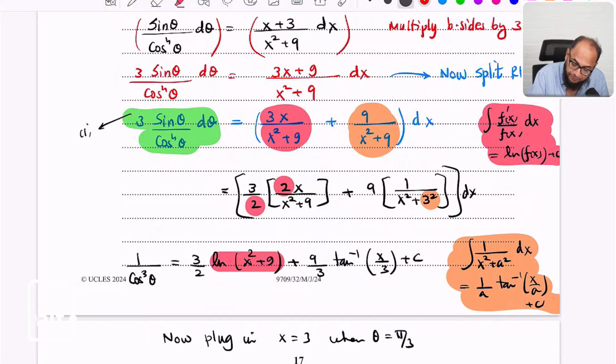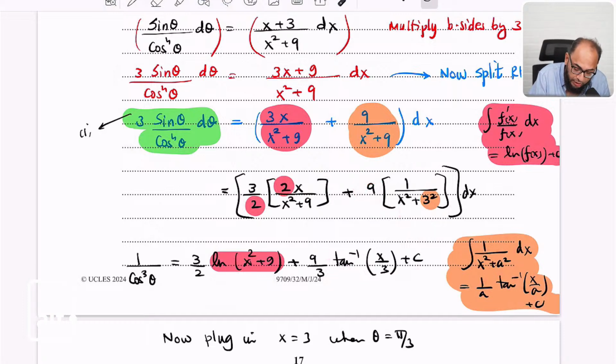Over here, the next thing, we have this thing which is 9 over x squared plus 9. Keep the 9 on the outside. x squared plus 9 can be written as 1 over x squared plus 3 squared. It falls into this category. If you get an integral like this, it is not partial fractions. Keep that in mind. This is 1 over a tan inverse x over a. So this a is 3, a square. This is x square. So this 9 stays as it is. 1 over 3 tan inverse x over 3 plus c.